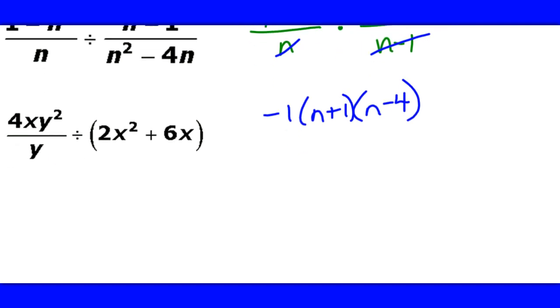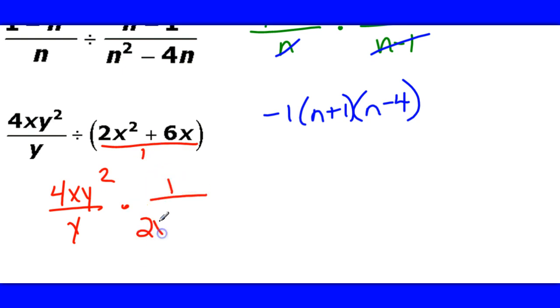All right, let's look at this last one right here. Keep it, change it, flip it. Remember, this was over 1, so that's going to be 1 over 2x squared plus 6x. Factor before you cancel. That's a monomial, so he's okay. That's a monomial. That's a monomial. This one you need to factor out a 2x, and that's going to give me x plus 3.